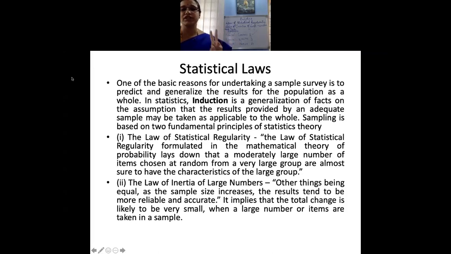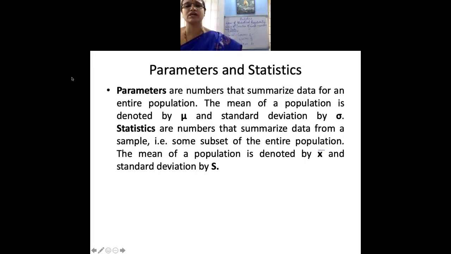The second thing we need to know is this: I'm having an infinite population. I cannot take a large sample. If it's a finite population, I'm able to take it, fine. Now, what is the sample? The sample is the representation of the population. So what this law states is, the higher the sample size, the more accurate the results will be. The lower the sample size, the less accurate the results will be. This is the second law. These are the only two statistical laws that we need to know as researchers.